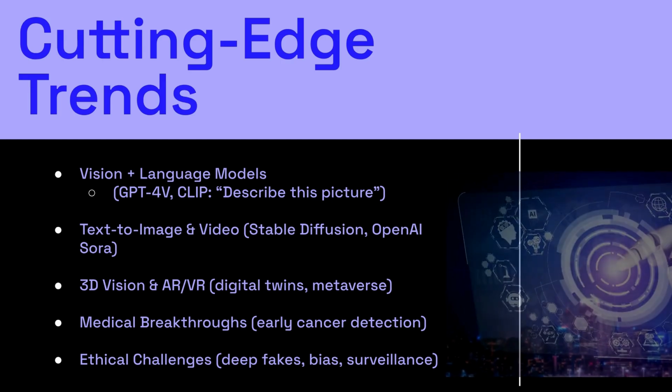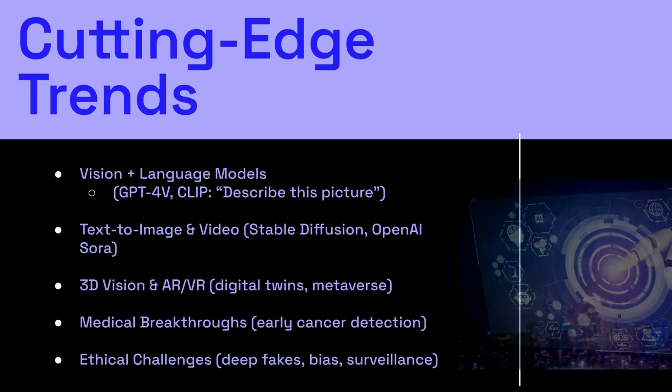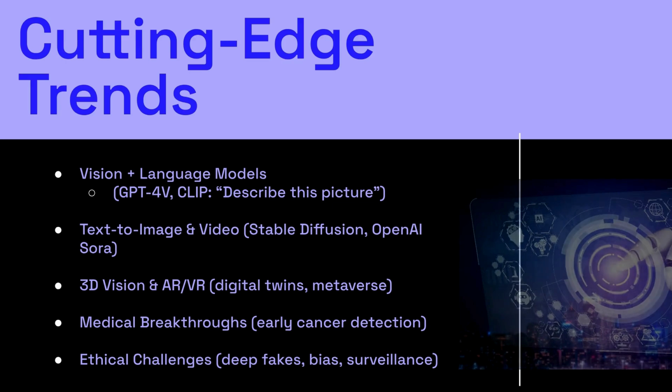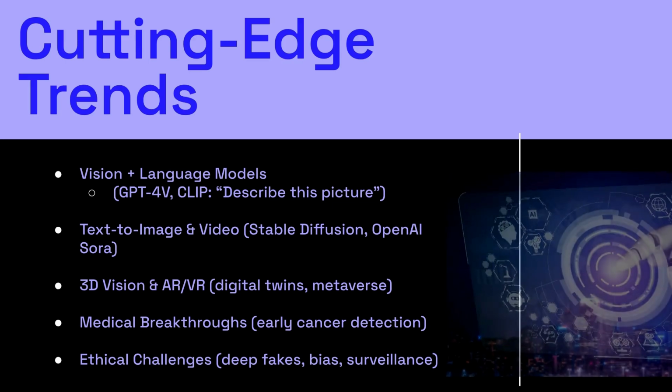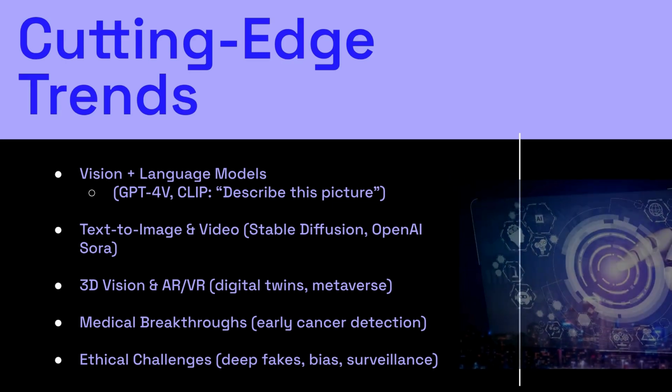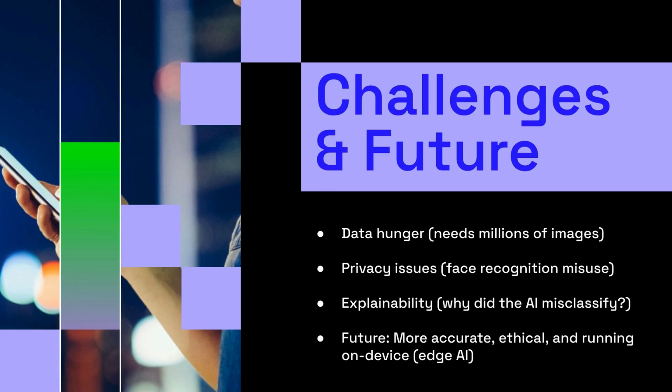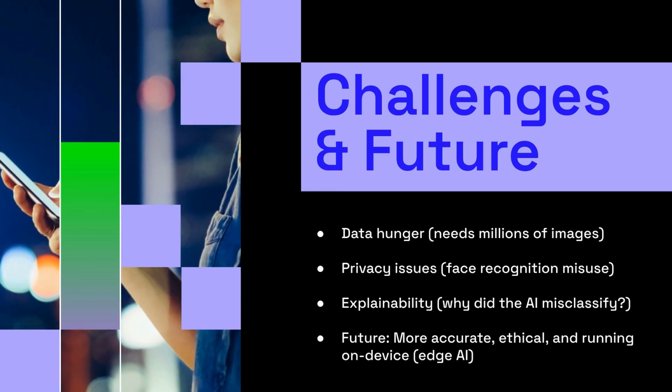Next is ethical challenges. With great power comes responsibility. Computer vision also faces serious ethical and social issues. Challenges. First is data hunger, the fuel problem.